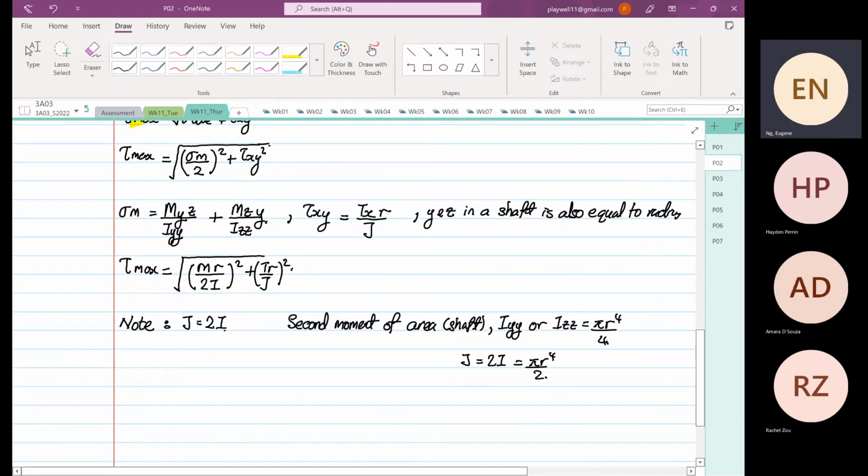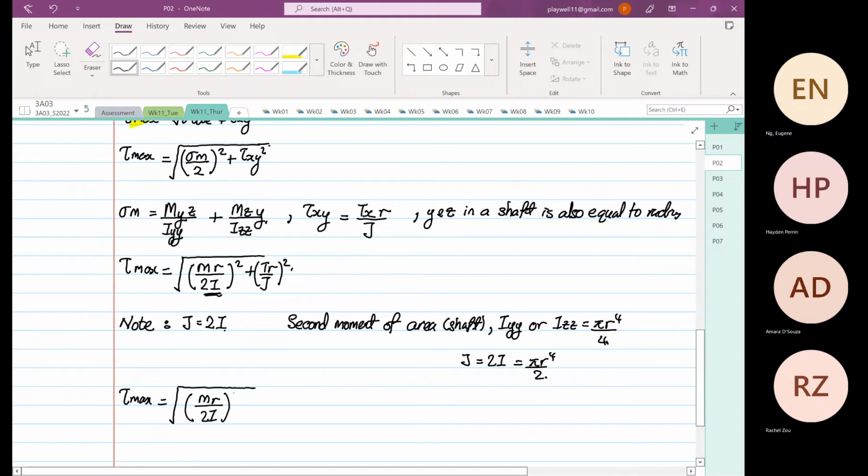Okay. So we can replace the 2I with J now, right? So the tau max is equal to M R over 2I squared plus TR over J. Sorry, the 2I you can replace with what? J. Right, so this value over here is also equal to J. Okay.